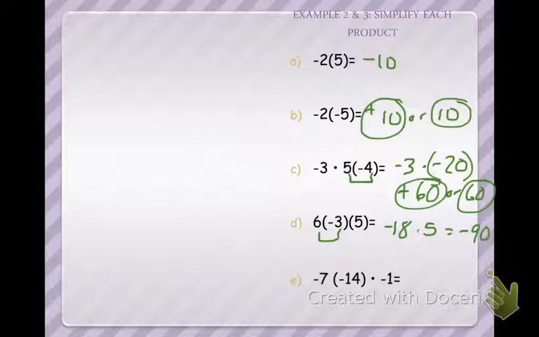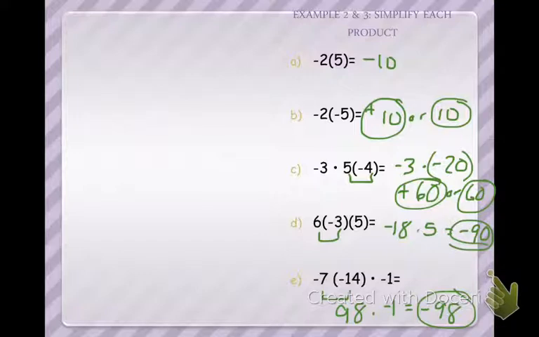All right, next one. You have negative 7 times negative 14, which is positive 98, times negative 1. So positive 98 times negative 1 is negative 98. And there's your answer.